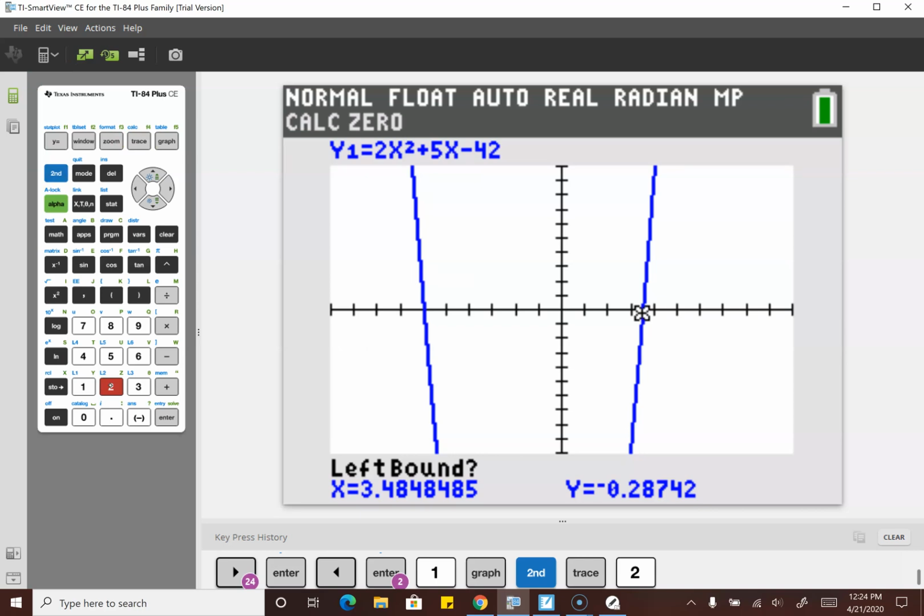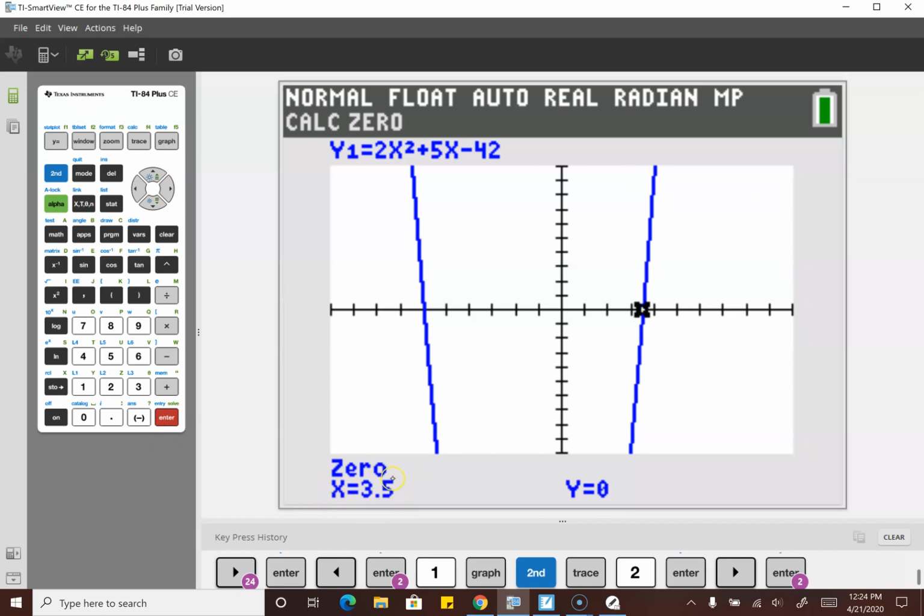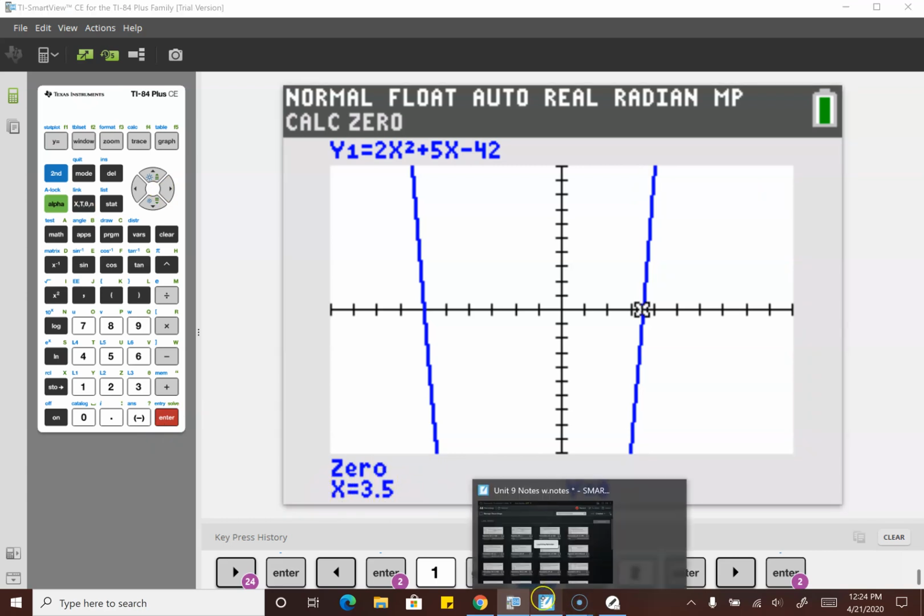So now last time we went above and then below. If it tells us error, then we're going to hit enter below and enter above. And then you hit enter a third time. And what does it give you as your answer here? Your other 0 is 3.5.